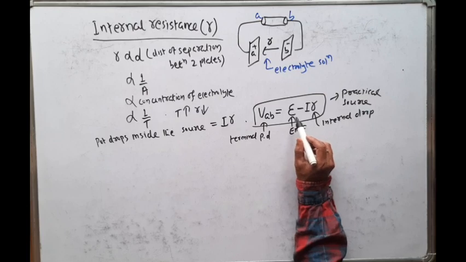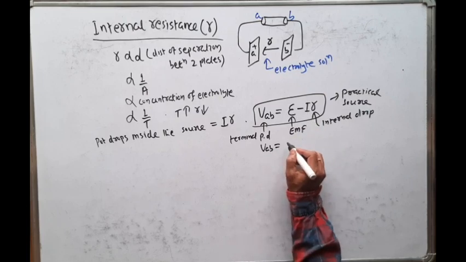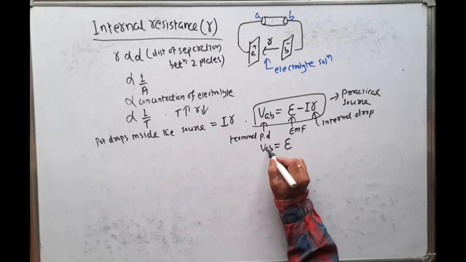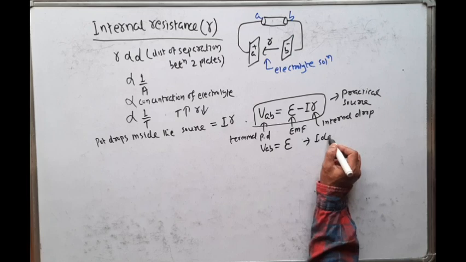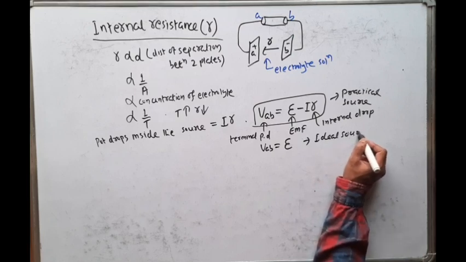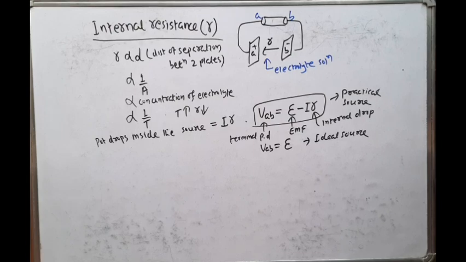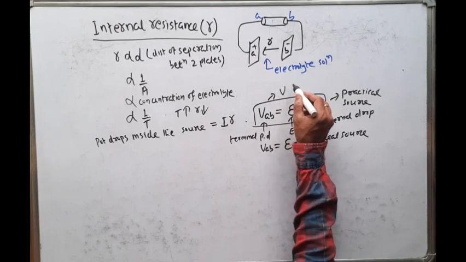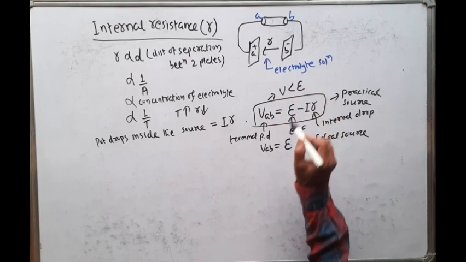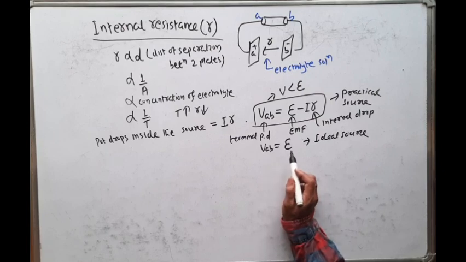But for an ideal source, there is no drop. So the terminal potential difference is equal to E. This is for an ideal source. There is no internal drop. So we can say for a practical source, the terminal potential difference is less than the EMF. For an ideal source, the terminal potential difference is equal to E.